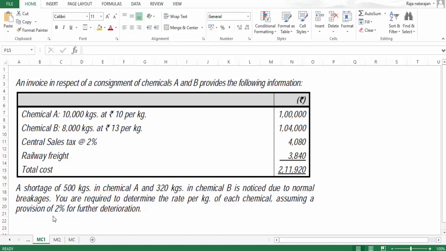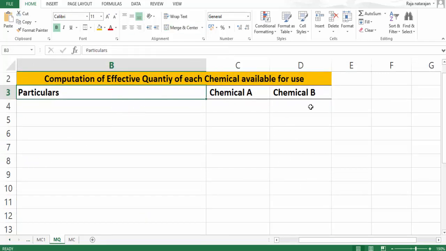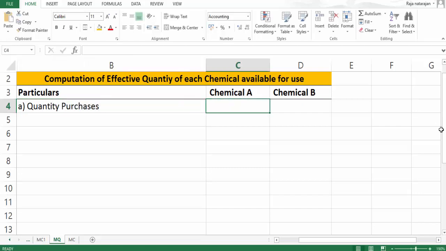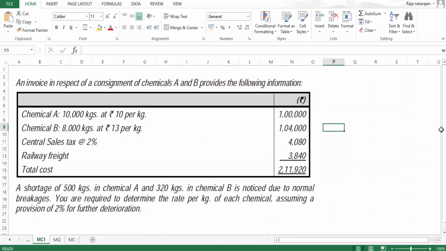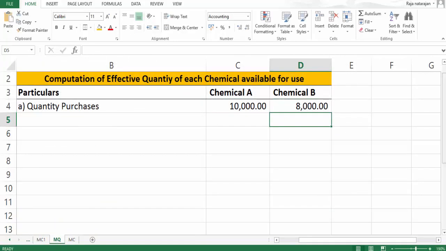So let's have a working note where we'll first find out the effective quantity of each chemical that will be available for use. Working note 1: computation of effective quantity of each chemical available for use. We have 3 columns: particulars, chemical A and B. First, let's capture the quantity purchased. Chemical A it is 10,000 and chemical B is 8,000.